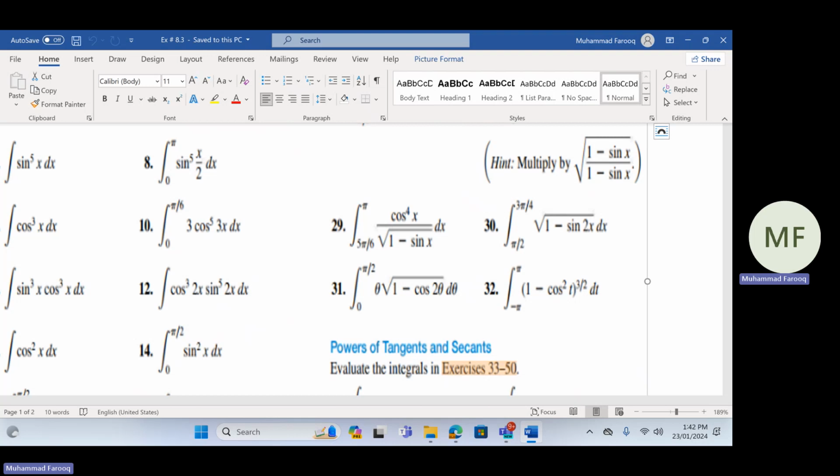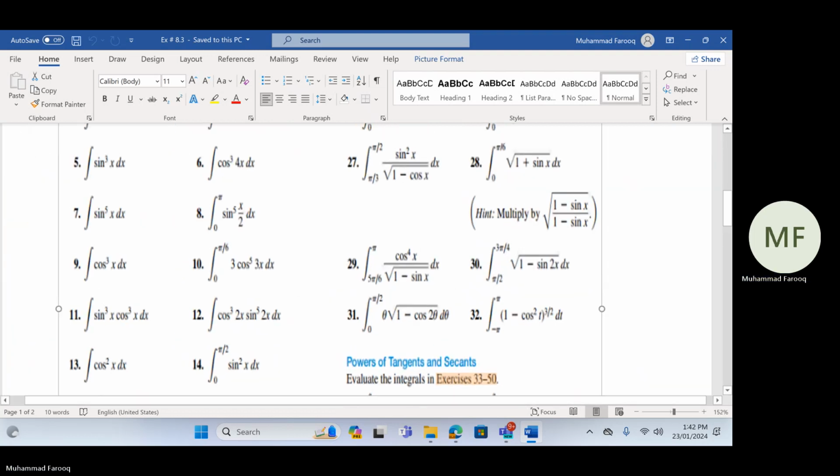Please try 31. The integrand is the square root of 1 minus cosine 2 theta, from 0 to pi by 2, and it has theta times the square root of 1 minus cosine 2 theta. Please try 31, and write the question, please.